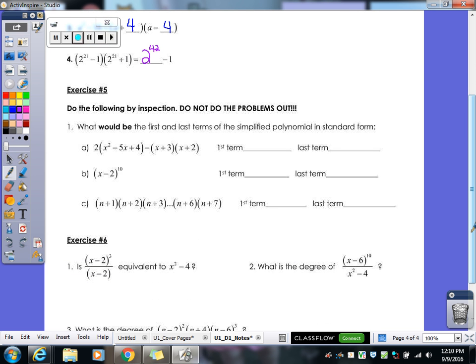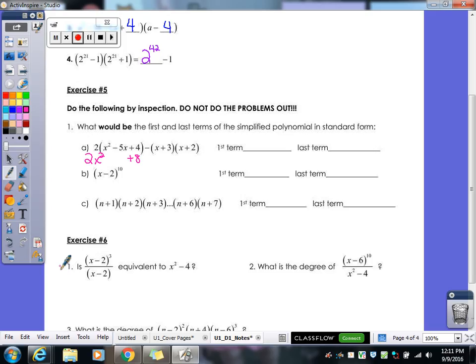So number 5 here, what it's trying to get you to do is think about what your last term or your first term would be without actually multiplying the whole thing out, because you don't always need to multiply it all out. So if we look at A, we would first start distributing at the beginning, wouldn't we? We would distribute this and get a 2x squared, and then 5x there. And with the 4, I would get a plus 8. I only did those two because we're looking for just our first and our last term. I don't really care what the middle term is.